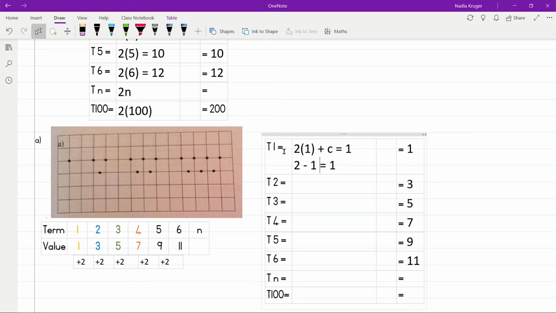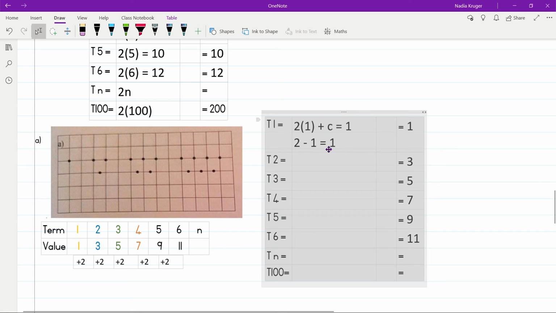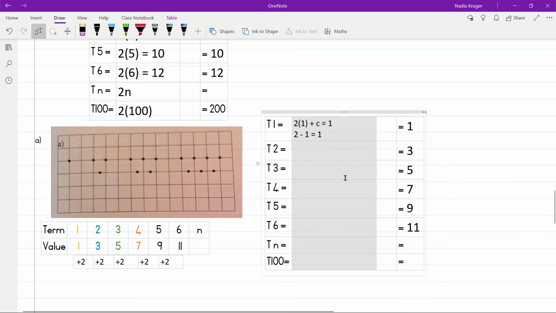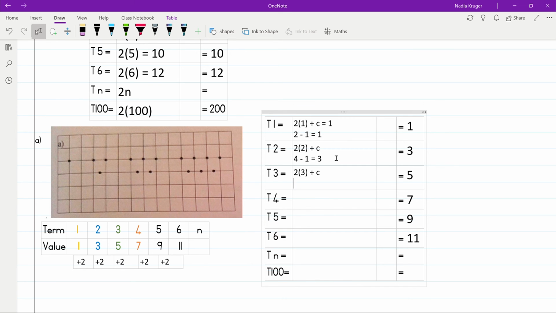And let's do the next one. Okay. So if we take that information and apply it to the other ones, we can say 2 times 2 would give us 4. Alright? And 4 minus 1 is what we need to do to get to 3. Let's apply it to the next one. 2 times 3 plus C. We can see that 2 times 3 is 6. We have to get to 5, therefore we also subtract 1, which will give us our 5.